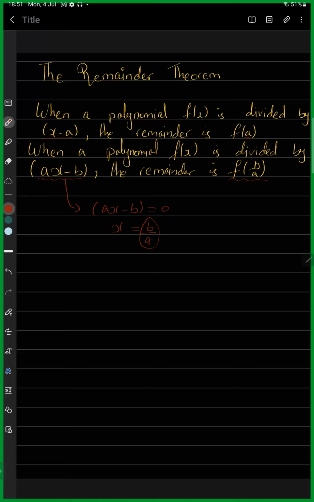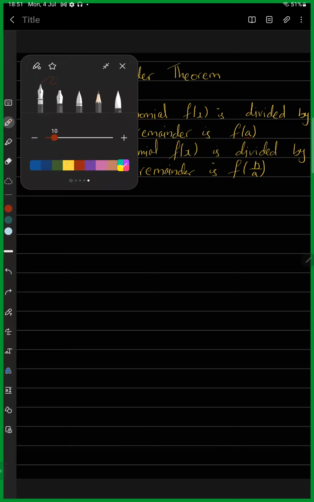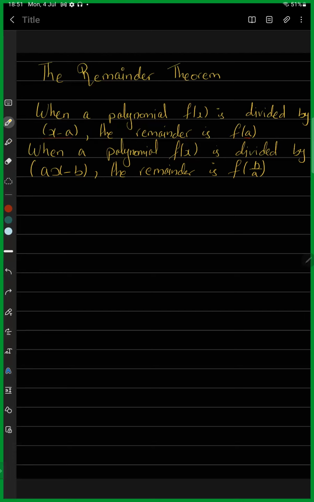This concept would get very, very clear with the examples. Obviously, this way you would not be able to understand it that well. So let me just quickly write down an example. Okay, let's talk about example number 1.